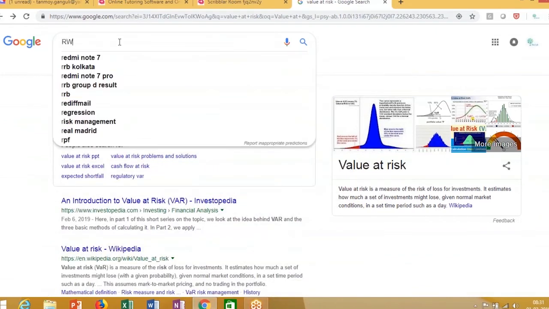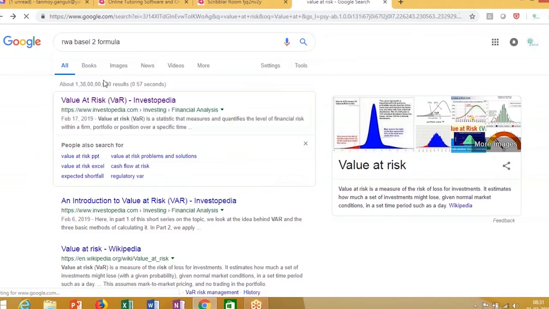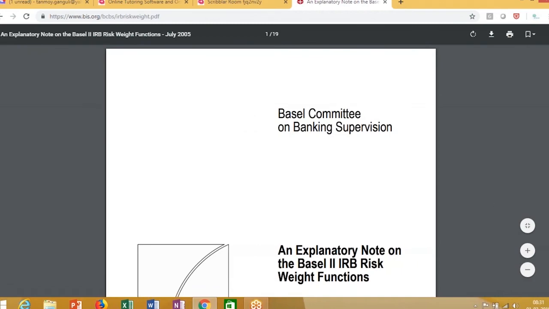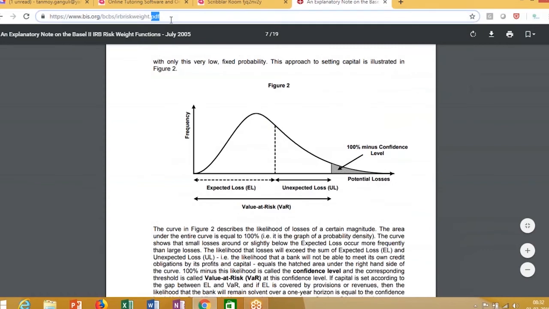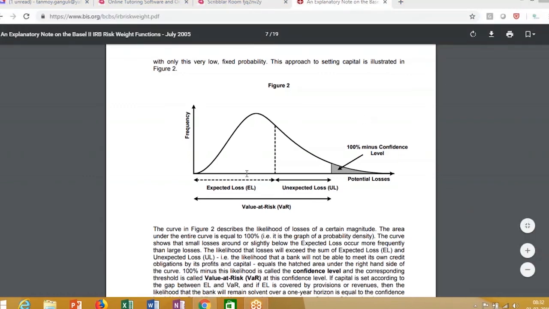I'll take the RWA Basel 2 formula. This is a very good document: an explanatory note on the Basel 2 RWA risk weight functions. This is something which can be very useful for you. The document and graph that I use for my reference is this one, so I'll share this link with you. You can refer to this.